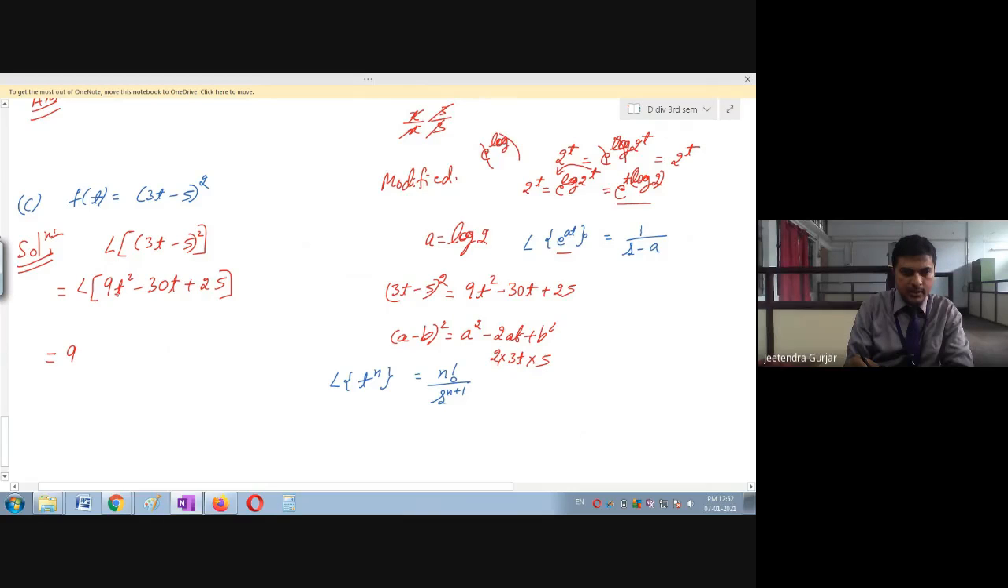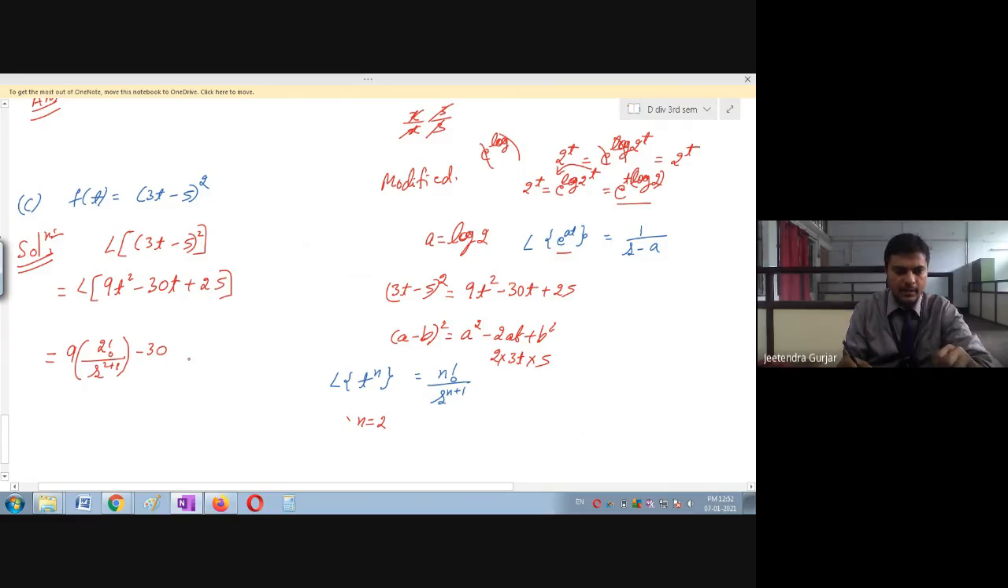Okay. Next, here we have t square. One can easily see here t square is there and here t raised to n is there. Means n is equal to 2. Okay. So when n is 2, what will happen here? So all this n will be converted as 2. So therefore this is going to become 2 factorial divided by s raised to 2 plus 1. Is it clear?